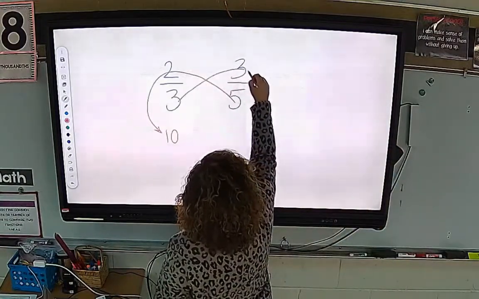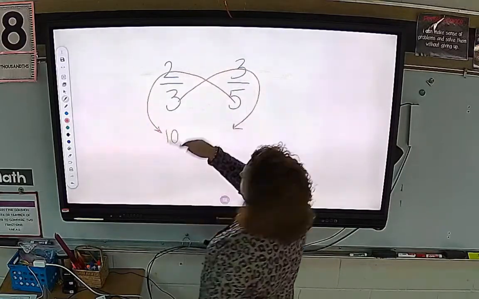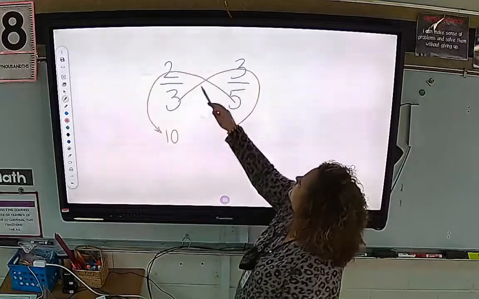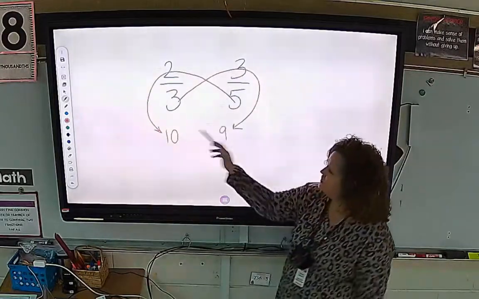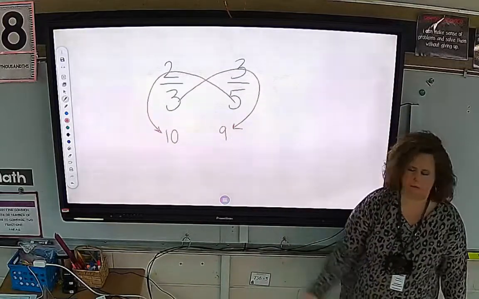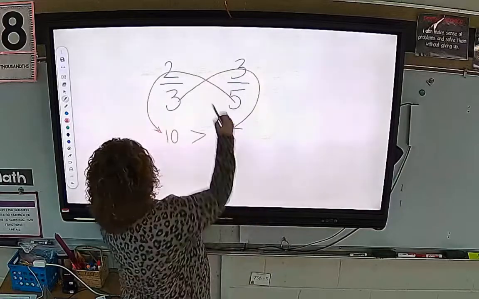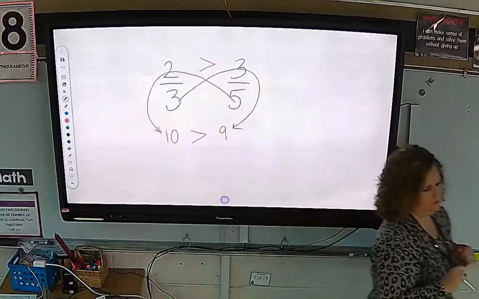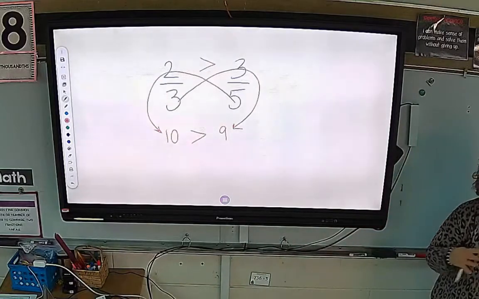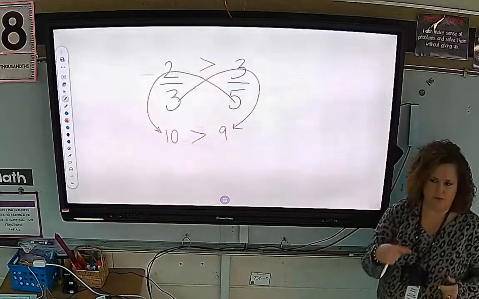Now this 3 is going to go through that 3. Because what I'm doing is connecting them and showing myself what I need to multiply. What is 3 times 3? 9. Which of those two digits is larger? 10. So if I did that, I would also need to do that. That fraction is larger. Now, wait a minute. I don't know about that. Let's just prove it with steal it and hide it.